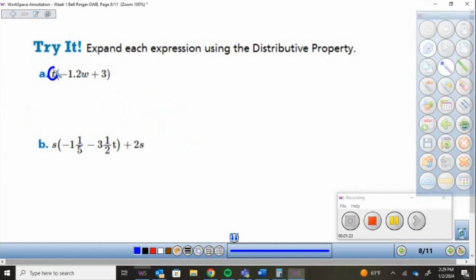Here are two more questions we're going to try. First, we have a t as the common factor, which we're going to multiply by -1.2w. So again, since this is a variable we're multiplying, we don't know how much that is. So we're just going to add it to the list. -1.2tw. Then t multiplied by 3 gives us plus 3t.